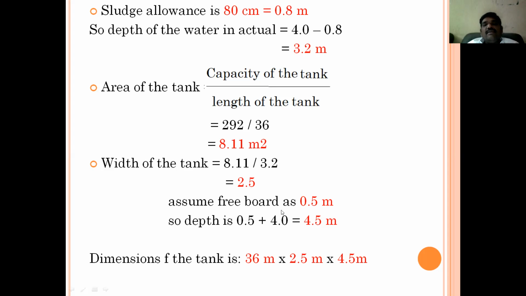Now assume a freeboard of 0.5 meters. So the depth is 0.5 plus 4.0 meters, a total overall depth of 4.5 meters. The dimensions of the tank required are 36 meters of length, 2.5 meters of width, and 4.5 meters of depth.